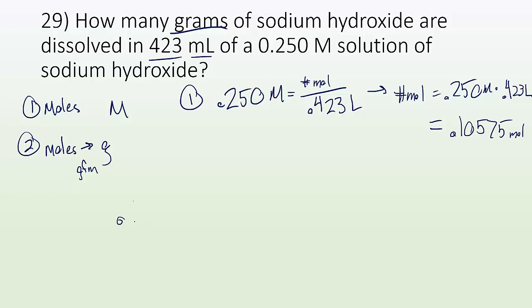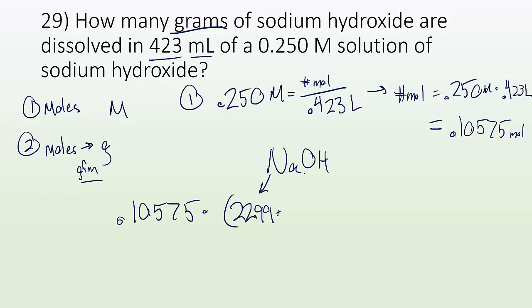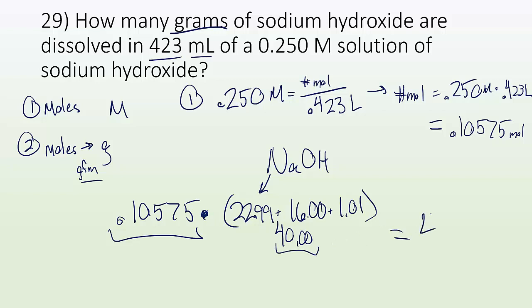So I go 0.10575 times my gram formula mass of NaOH. So I have to look up the atomic masses. NaOH is my sodium hydroxide, so the Na is 22.99, the oxygen is 16.00, and the hydrogen is 1.01. When I add all that together, I get 40.00. So it's really this number times 40. When I do that, I get 4.23 grams as my final answer.